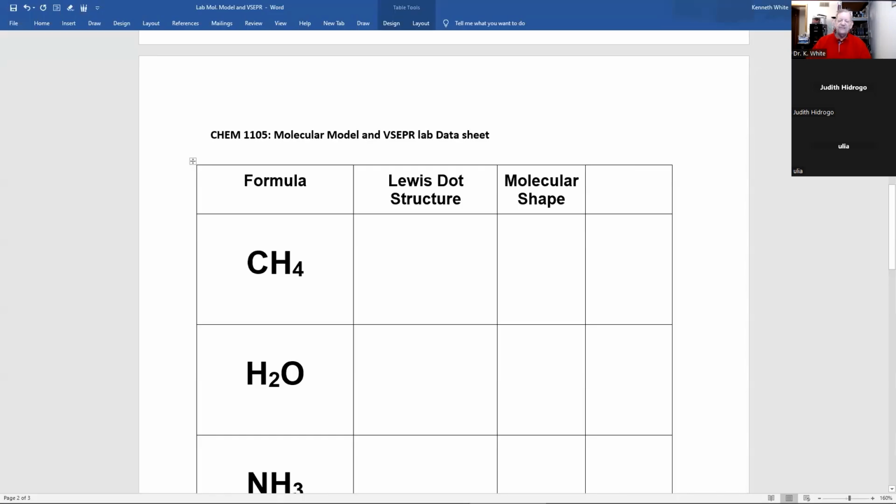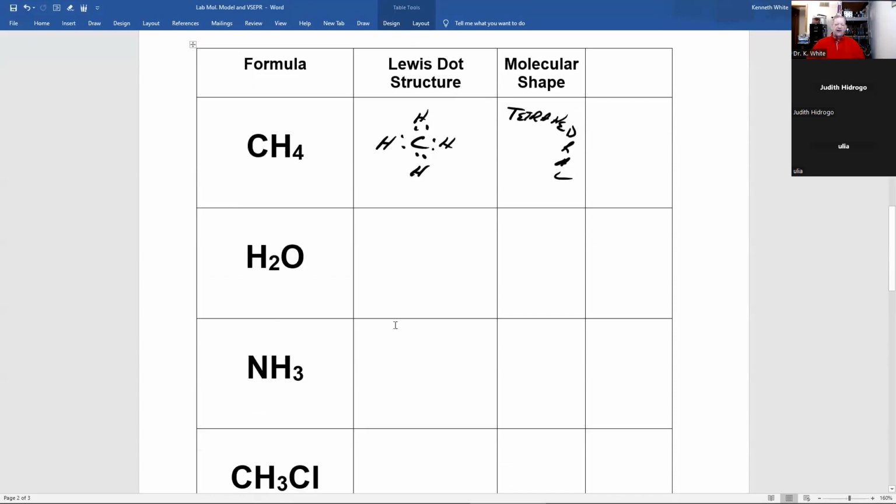So in this table right here, running out of room, sorry, you'd put tetrahedral. And here, you would put the Lewis structure for methane. And you have to do those for the rest listed on here. Let's look at one more and I'll give you a head start.